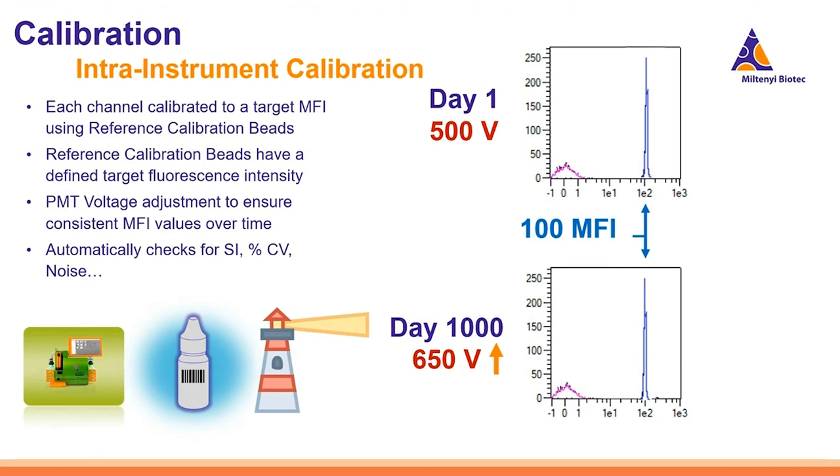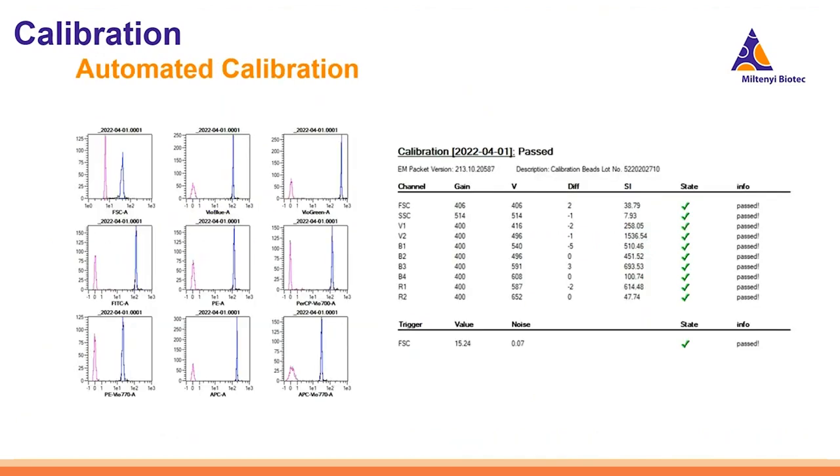So this is a way that you can have an automated calibration process that will check your staining index, your percent CV, your noise. If you don't have an automated process, this can be very tedious, where you'd have to run reference beads and adjust the voltages manually to hit that same MFI each day, irrespective of each channel. As you have more channels and more devices, this can become very tedious. That's why it's recommended to have some sort of automated calibration process on your flow cytometer.